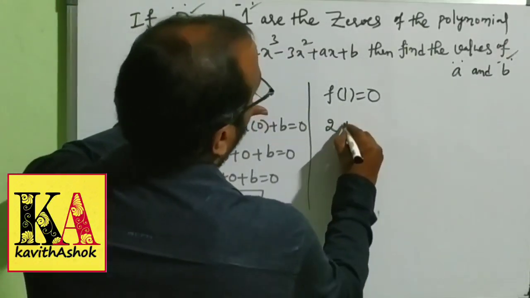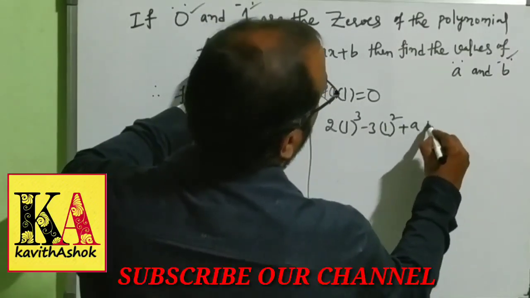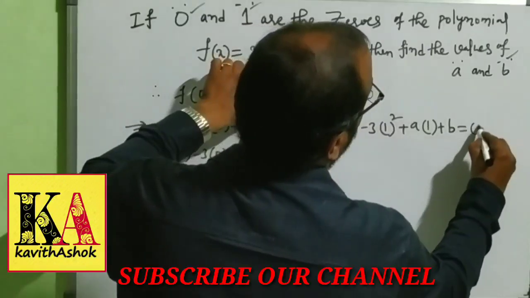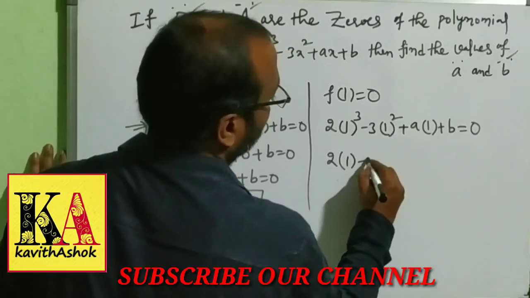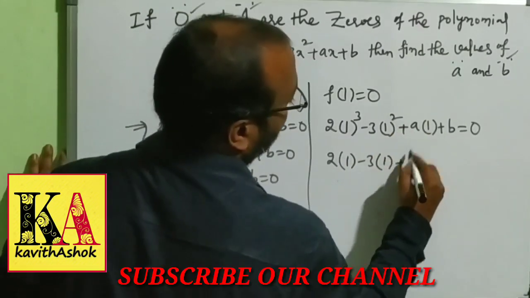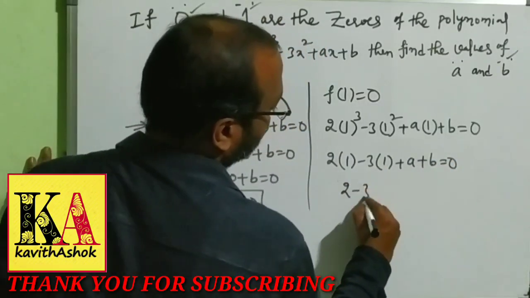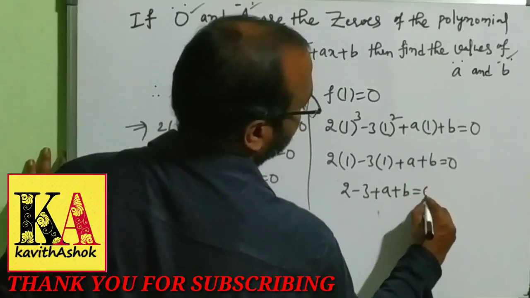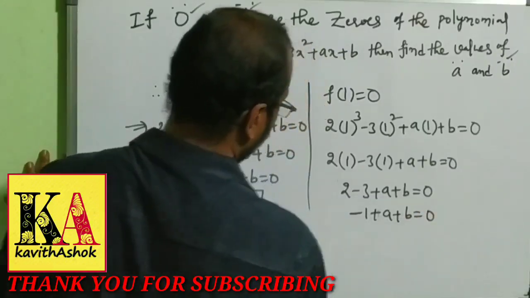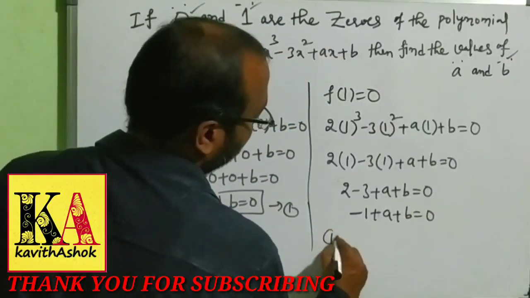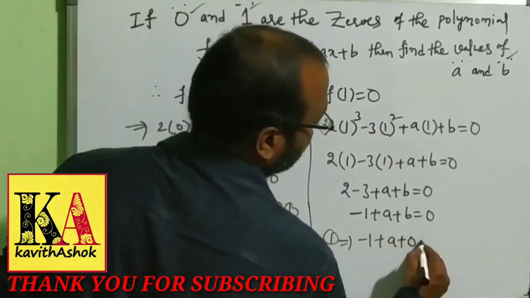So then 2 into 1 cube minus 3 into 1 square plus a into 1 plus b is equal to 0. 2 into 1 cube, 1 into 1 into 1, that is 1, minus 3 into 1 square, 1 into 1, 1, a into 1 is a, plus b is equal to 0. 2 minus 3 plus a plus b is equal to 0. 2 minus 3 is minus 1 plus a plus b is equal to 0. Okay, in the place of b, we will replace 0. That is equal to 0.